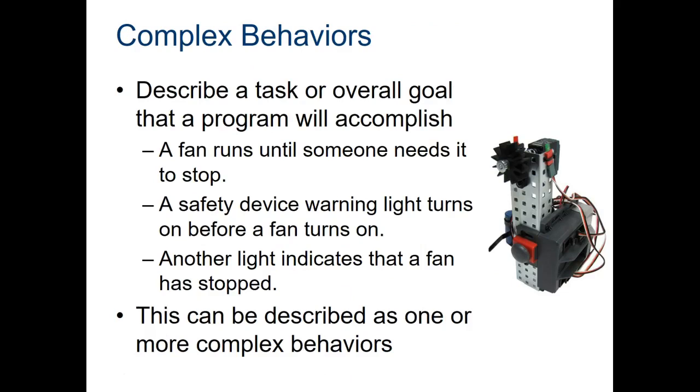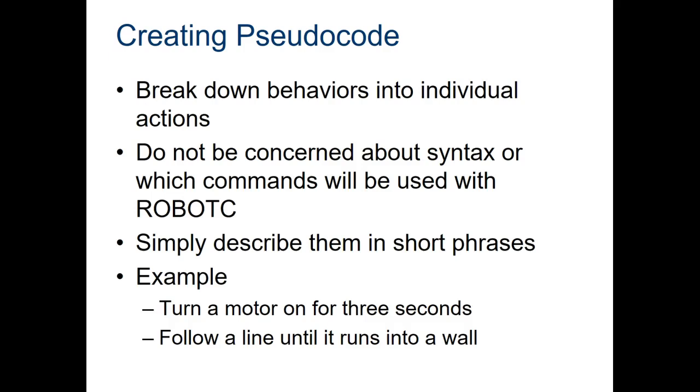All right, and then they have an example here. Let's look at that. It says that you're going to describe a task or overall goal that a program will accomplish. So it's going to run a fan until someone needs it to stop, and it's going to have a safety device warning light that turns on before the fan turns on. Another light indicates that the fan is stopped. So those are the behaviors that you're looking for. This can be described as one or more complex behaviors. So you need to break that down into pseudocode. You're taking those individual behaviors and breaking them down into actions.